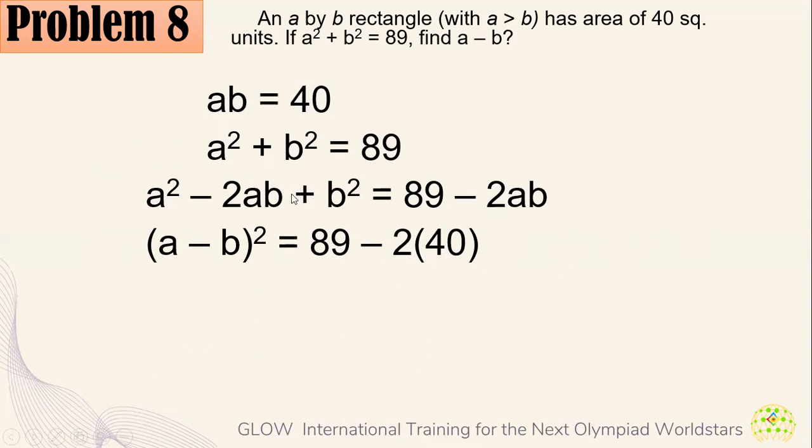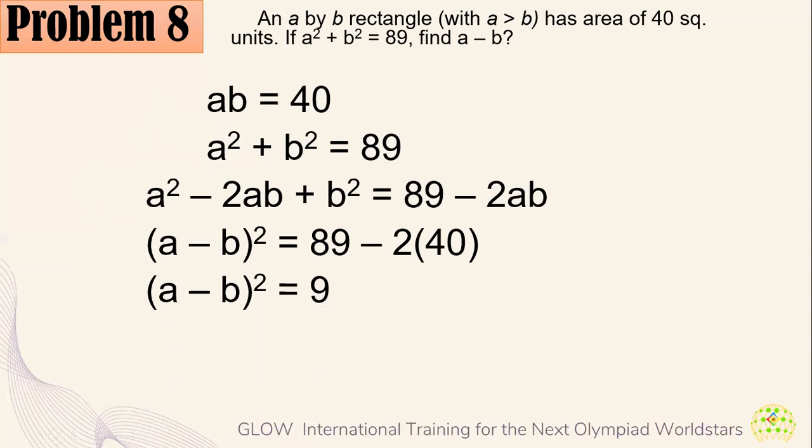However, on the left-hand side, we could actually see that a squared minus 2ab plus b squared is a perfect square trinomial, and that it could be expressed as a square of a binomial. That is why in your left-hand side, you have a minus b quantity squared. And a minus b quantity squared is equal to 89 minus 40, 2 times 40, which is 80. 89 minus 80 is 9. And so the square of a minus b is 9.